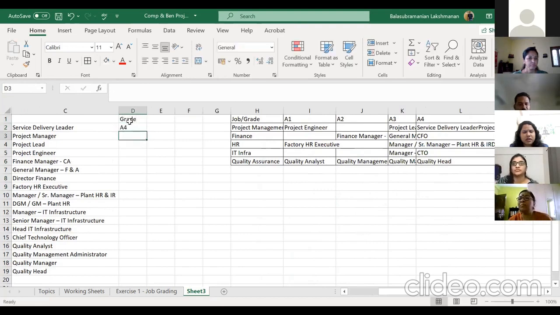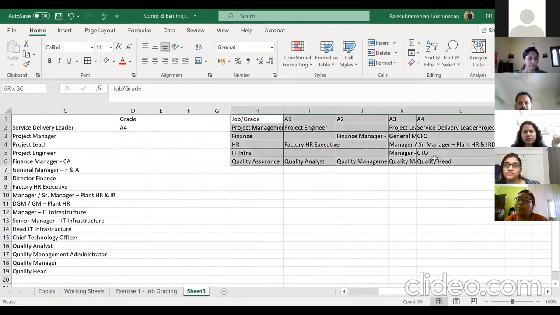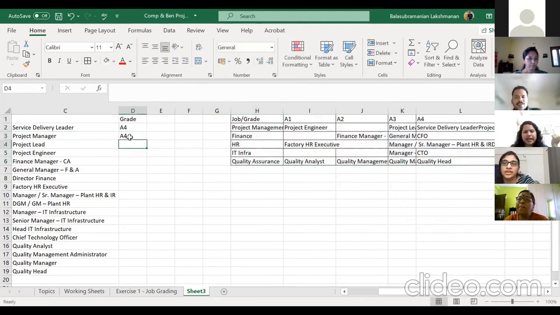So this is A4. Project manager is A3, right? A4 only. Both are A4. 1 and 2 are A4. Okay. A3. A1. Remove the A's and just have numbers.